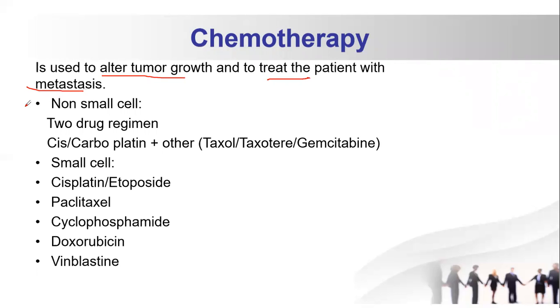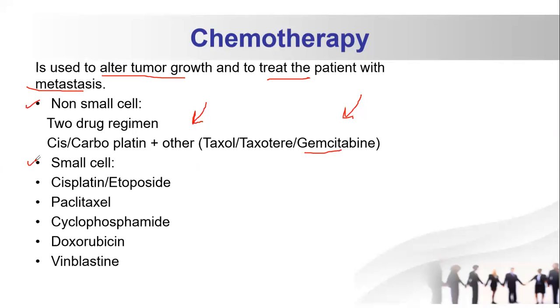So for non-small cell lung cancer, we use two drugs, such as cisplatin or carboplatin, that is the platinum complex, and these are anti-cancer drugs. And then plus some Taxane, which we obtain from the Taxus baccata, like docetaxel and paclitaxel, etc. And even gemcitabine, that is also one of the drugs.